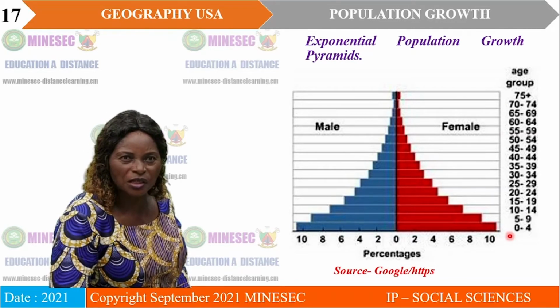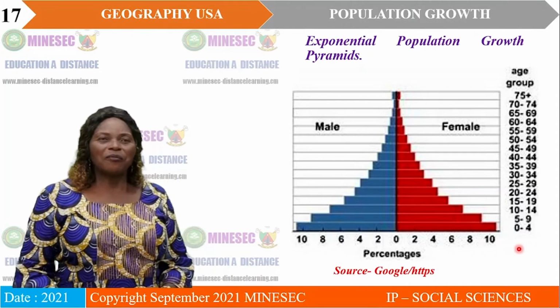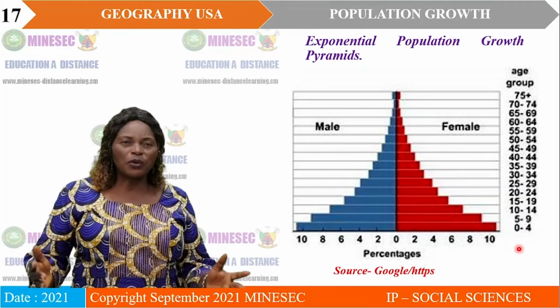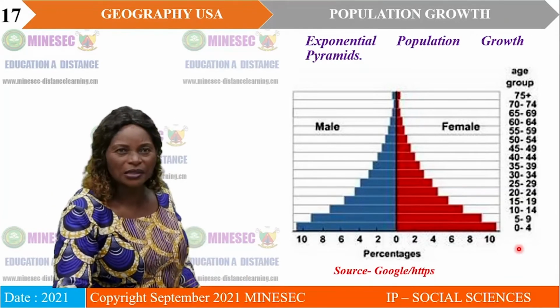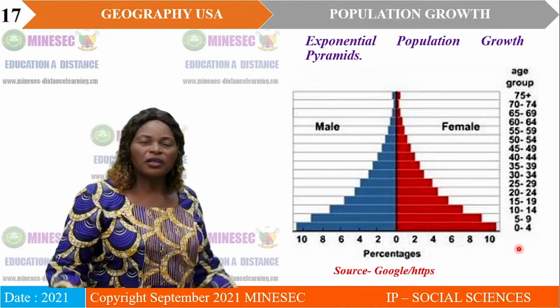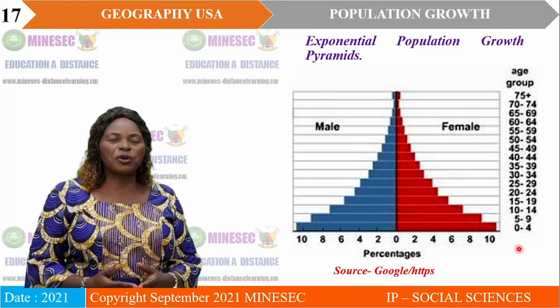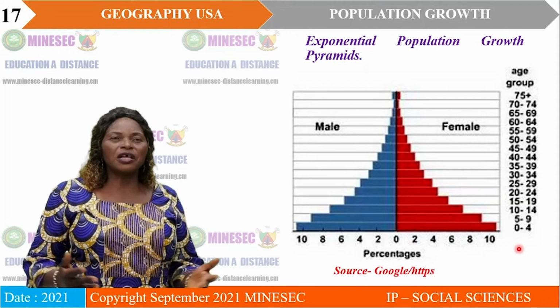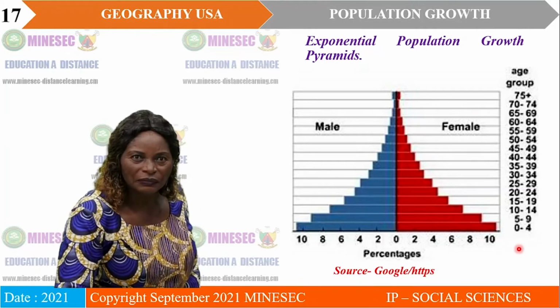These are pyramids typical of developing countries where there are high birth rates and many children are born, so populations are youthful populations. And the narrow apex is attributed to the fewer aged or the fewer old people that are found in these populations because of low life expectancy.